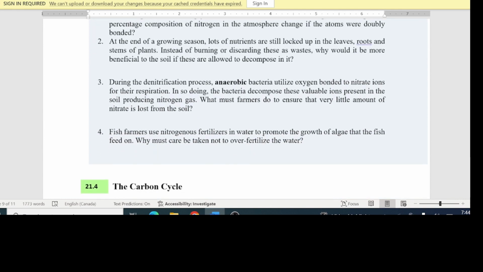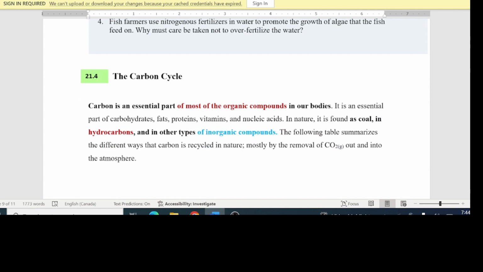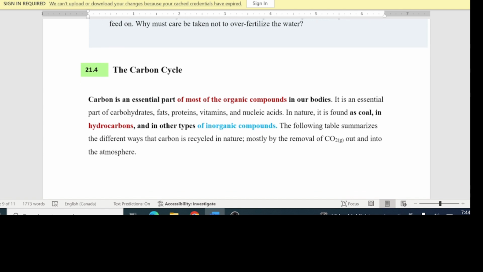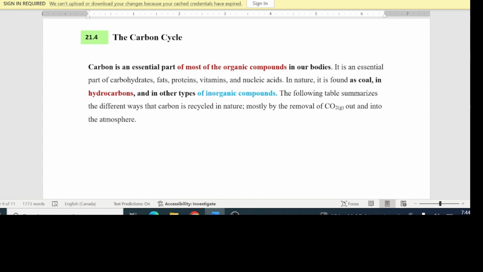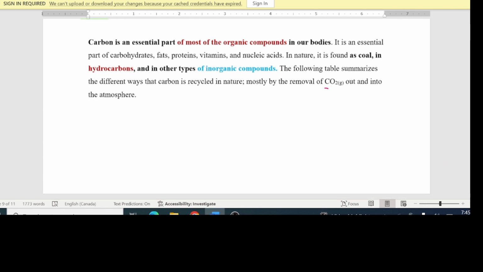Okay. The carbon cycle. It's very easy. Carbon is an essential part of most organic compounds in our body. It is an essential part of carbohydrates, fats, proteins, vitamins, nucleic acids. In nature, it is found as coal, in hydrocarbons, and other types of inorganic compounds. The following table summarizes different ways that carbon is recycled in nature, mostly by the removal of carbon dioxide in and out of the atmosphere. So just follow the table here.